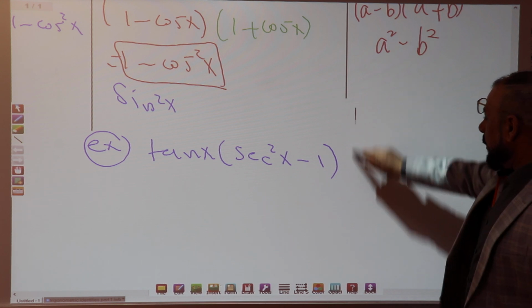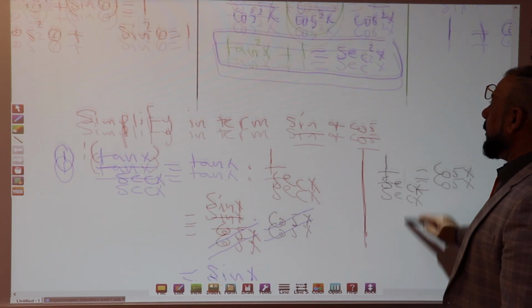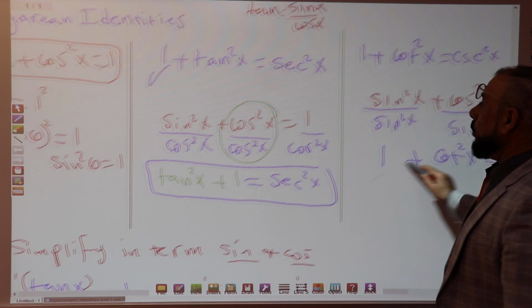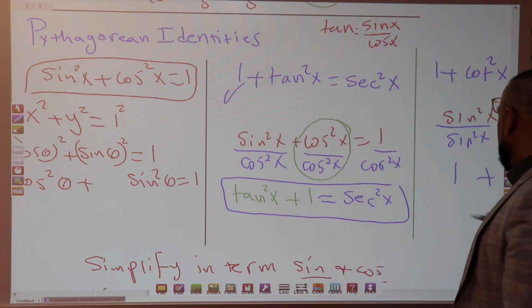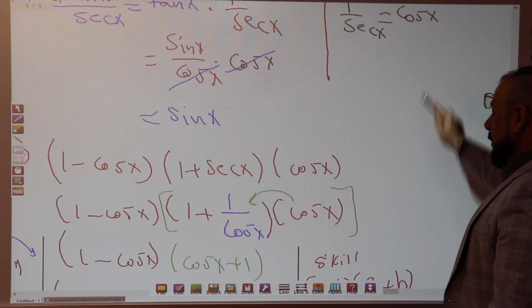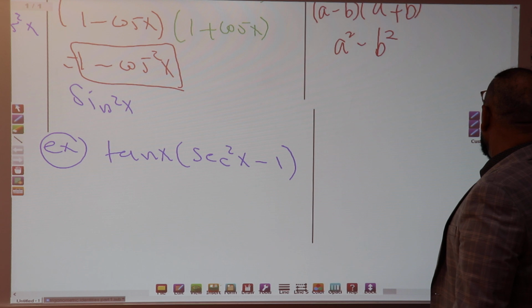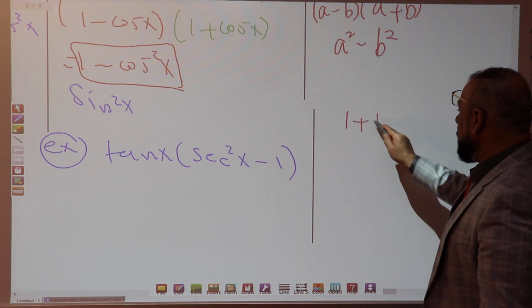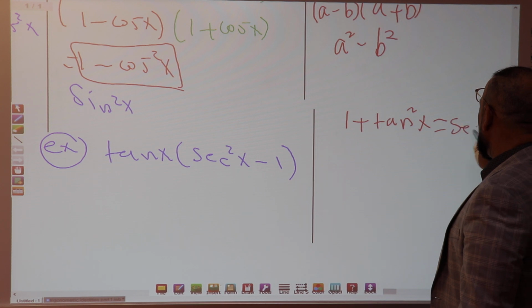Let me just put here the formula. I'm going to write that. I memorized it, but you have to memorize it, which is here: 1 plus tan square x equals secant square x. Then I'm going to write this formula here. 1 plus tan square x, I'm going to see how this is going to help me. 1 plus tan square x equals secant square x.